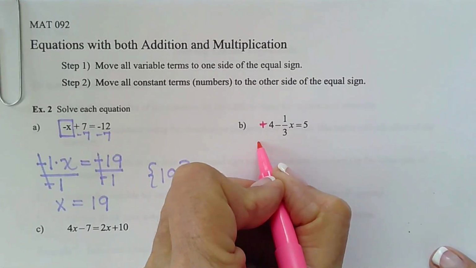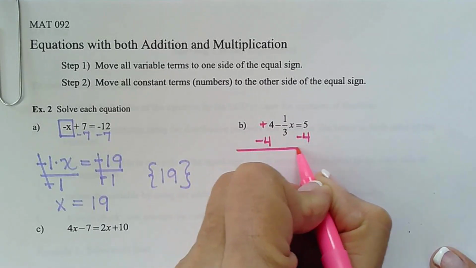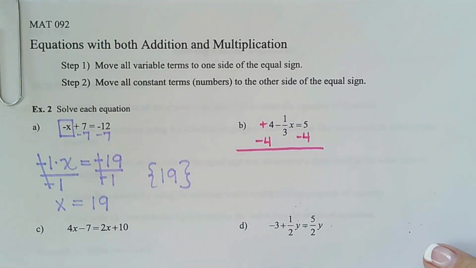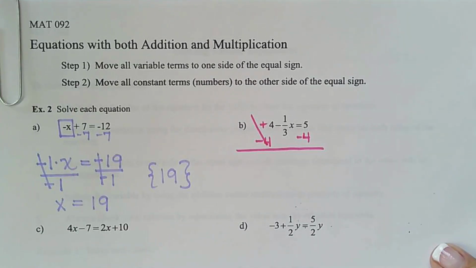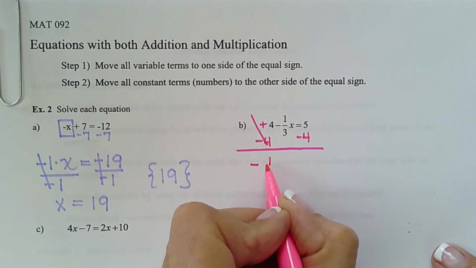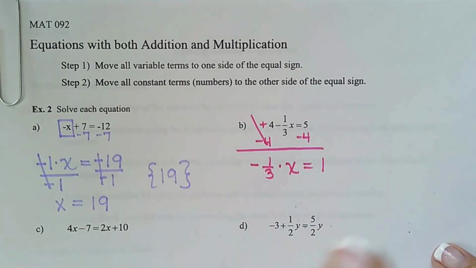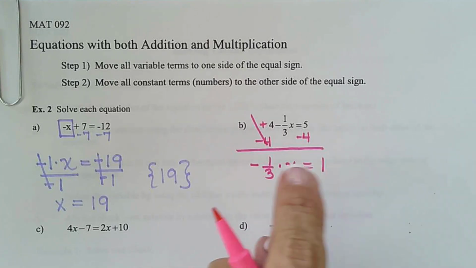So when you're moving that 4 over, you should have subtracted 4 from both sides like we did on the last lesson. We talked about that. Don't look at the negative. That's the x's sign. 4's sign is positive, so do the opposite. 4 minus 4 is 0. So now we have negative 1/3 times x equals 1. And I always like to put that time sign in because that makes it easier for me to see what the next step is. So negative 1/3 times x equals positive 1.